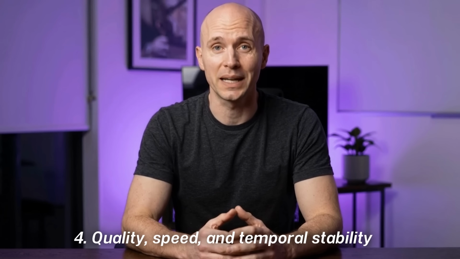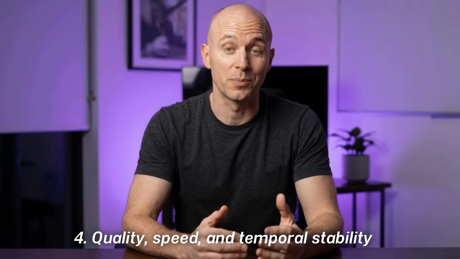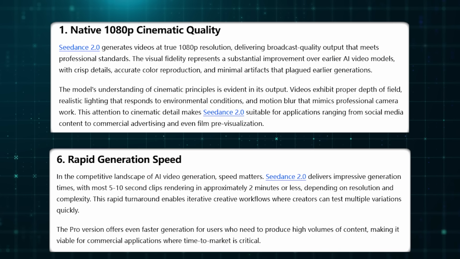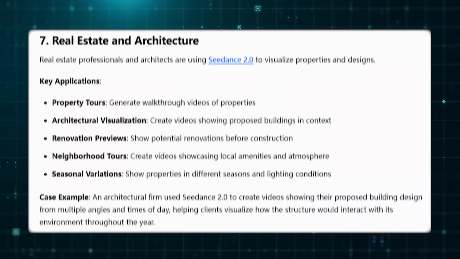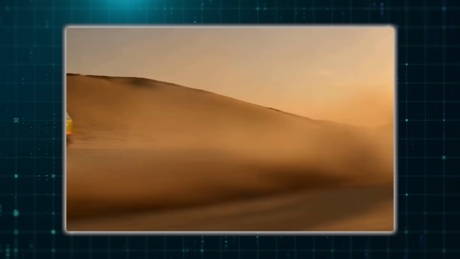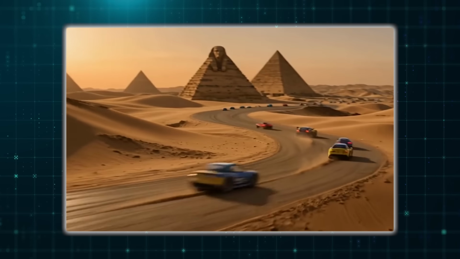4. Quality, speed, and temporal stability. Signals so far point to 1080p output with noticeably faster generation compared to Seedance 1.5, plus better lighting, textures, and color consistency across the whole clip. A lot of the community hype focuses less on single pretty frames and more on stable motion, consistent camera logic, and fewer glitches when you hold on a shot for more than a couple of seconds.